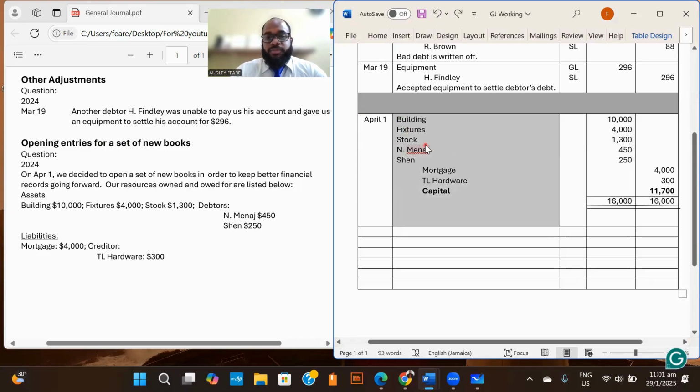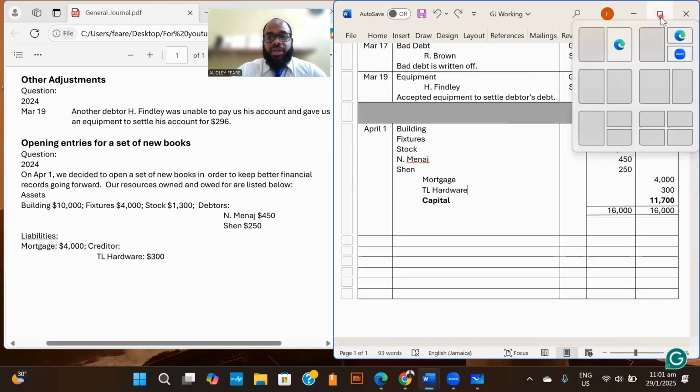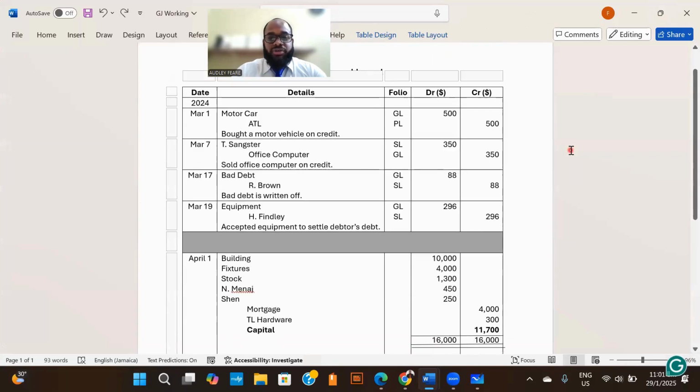So all we do for open books, a set of new books, we just list all our assets, we put them down, then list all our liabilities, we put them down there in the general journal, and we subtract our liabilities from our assets to get our capital. And that is pretty much how we actually do the general journal.